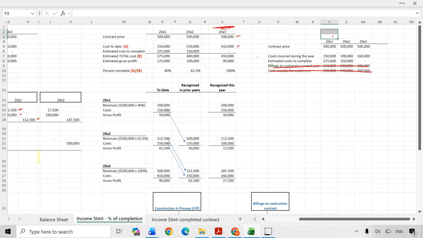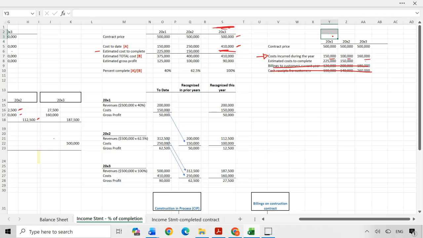Okay, so I'm going to go back into my information that was given in the problem. The cost incurred during the year. I've incurred $150,000 in year 1, $100,000 in year 2, and $160,000 in year 3. When you add those all up, my total cost to date is $410,000. Notice my estimated cost to complete is 0 because this is the end of my contract.